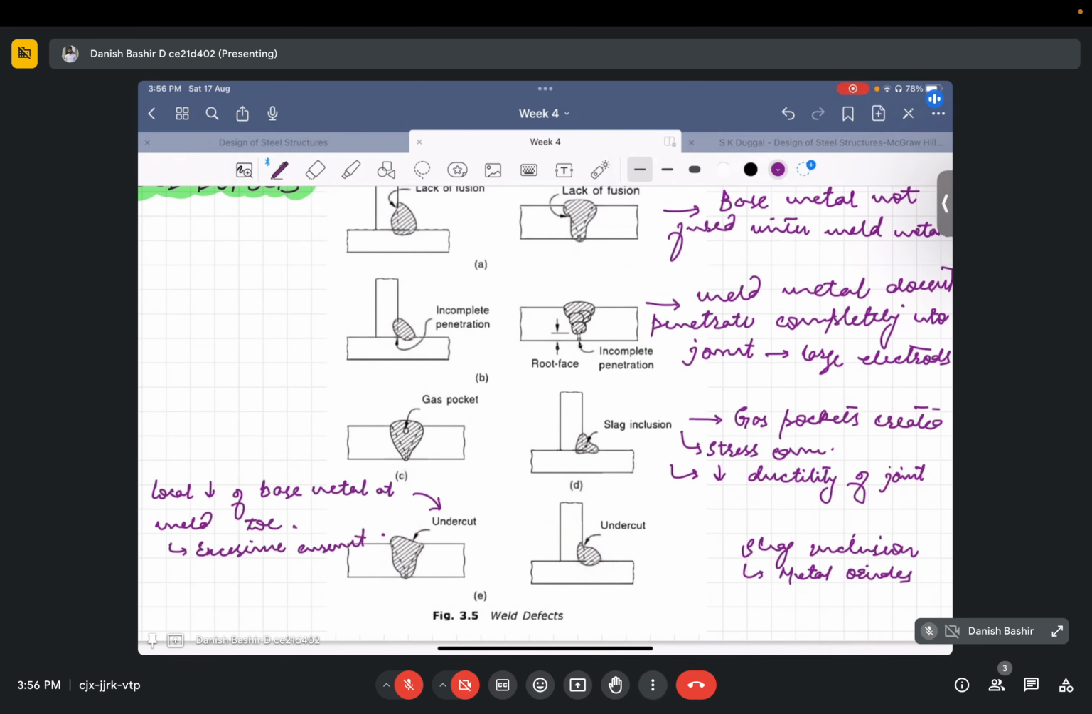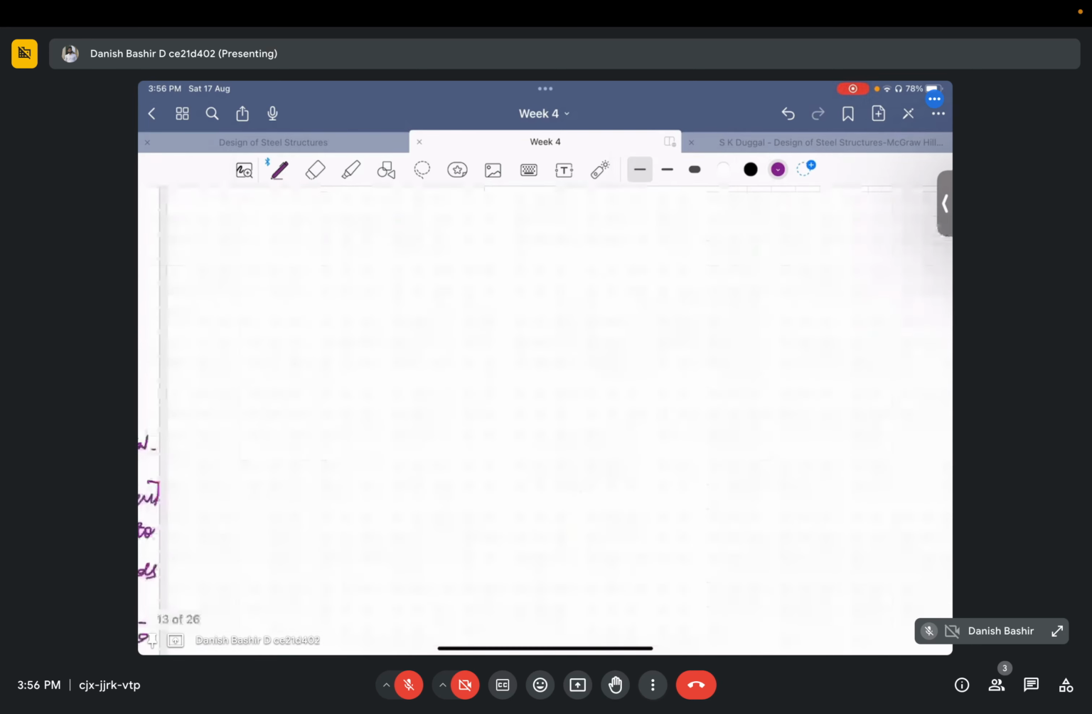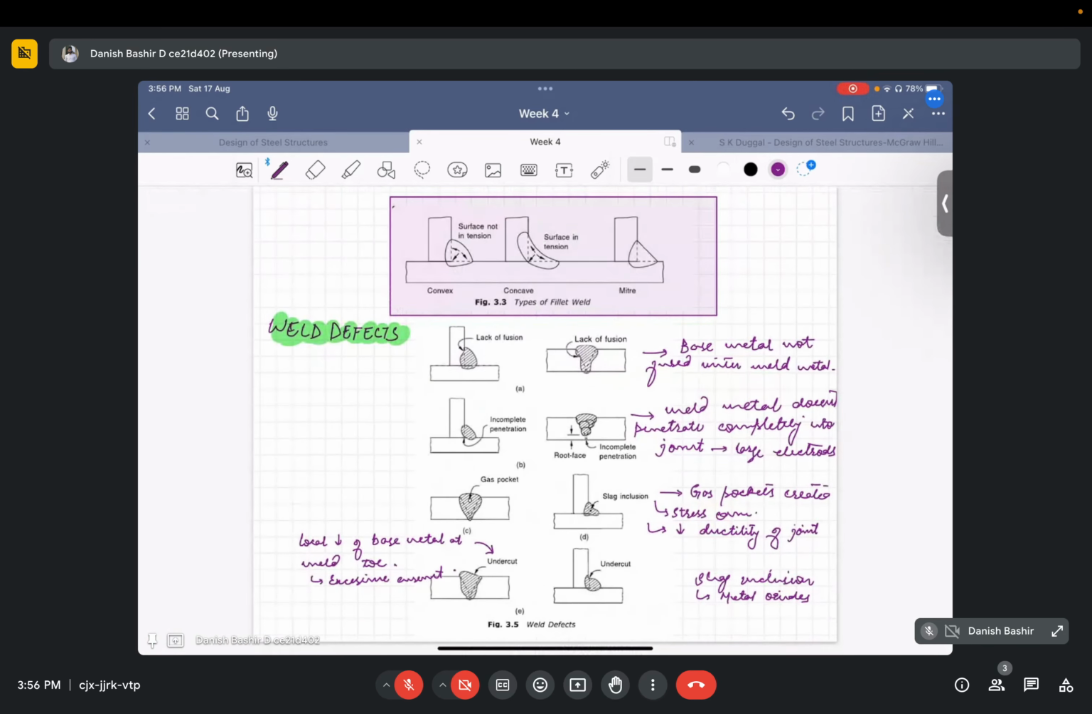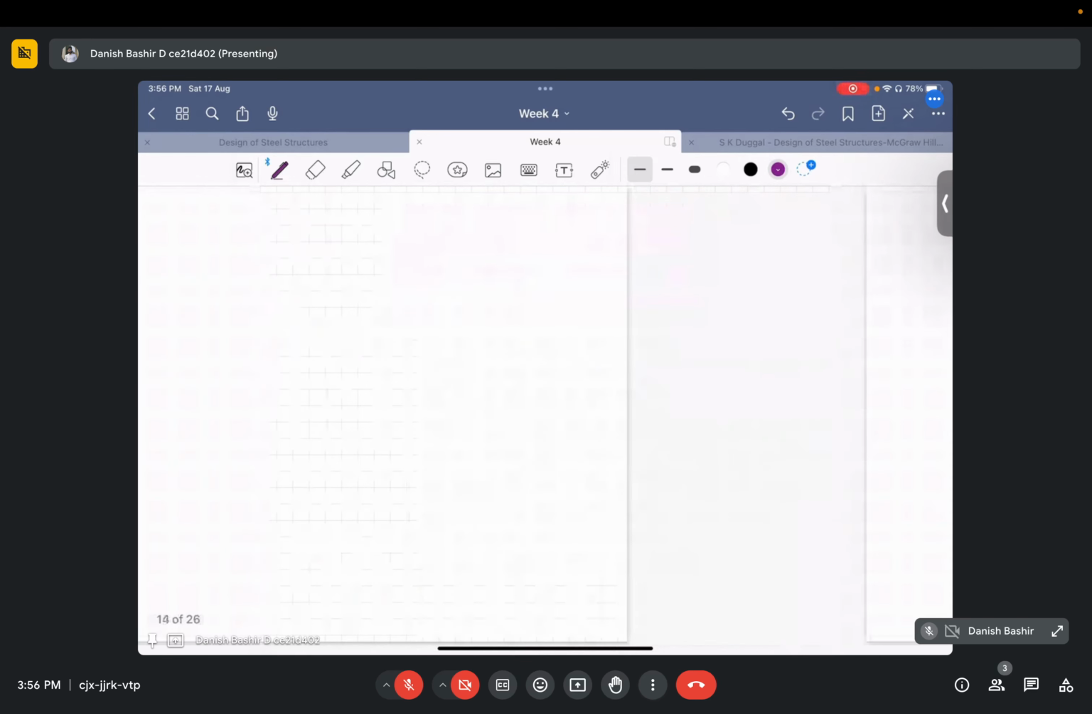These are the important welding defects, both in butt weld as well as fillet weld.